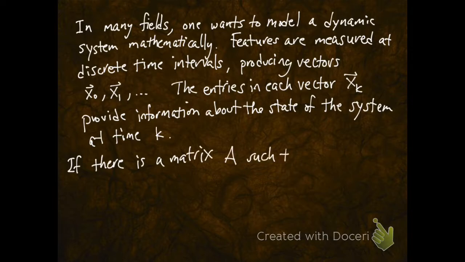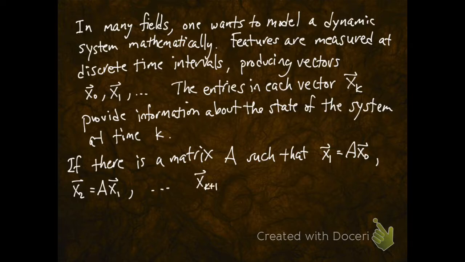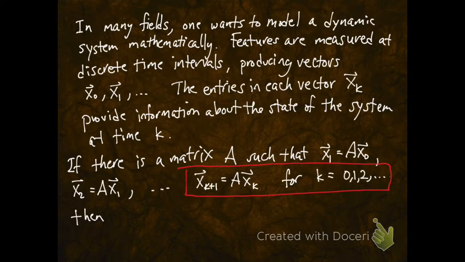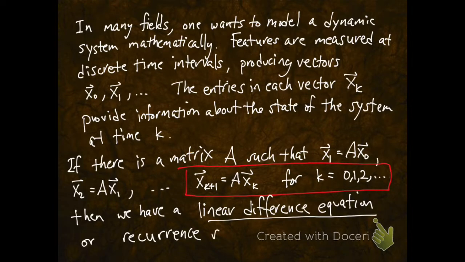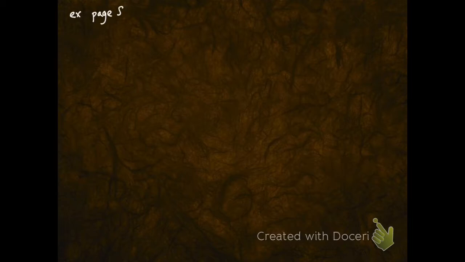If, in this setup, there's a matrix A that has the property that the state vector x1 is A times x0, x2 is A times x1, and so on, so that x_{k+1} is A times x_k for k equals 0, 1, 2, and so on, then we say this is a linear difference equation, or a recurrence relation. And this is the setup that we can analyze using linear algebra.